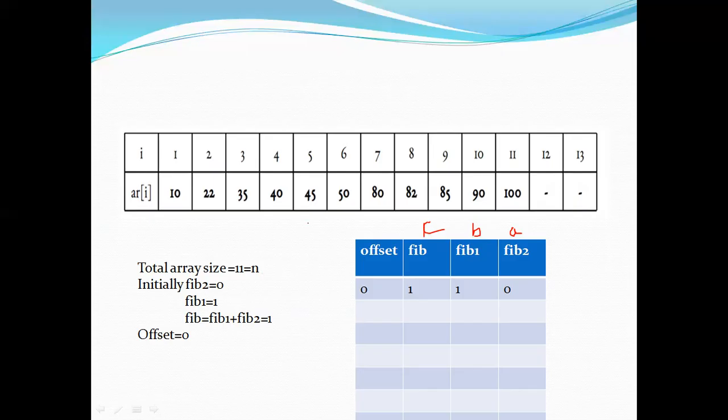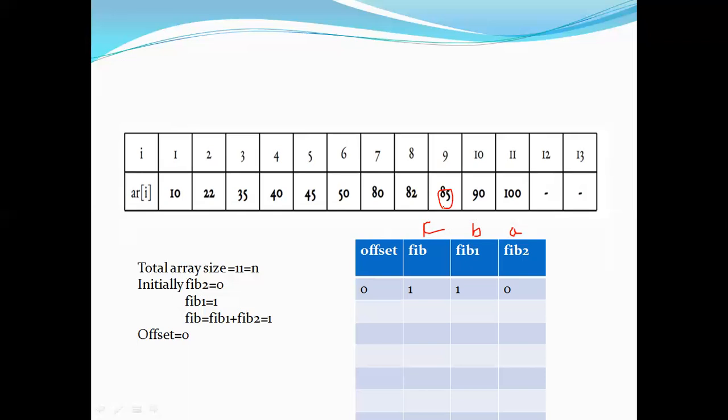Here I have taken some elements. The total array size is 11, because the elements are 1 to 11. I have not taken 0 to 11, but 1 to 11 to avoid confusion. So the size of the array is 11 elements. Initially Fib2 is equal to 0, Fib1 is equal to 0, as I told you, and Fib is equal to Fib1 plus Fib2, that is 1. Both numbers are added and moved into this. Offset is equal to 0. And 85 will be our searching element. I hope you understood this now.